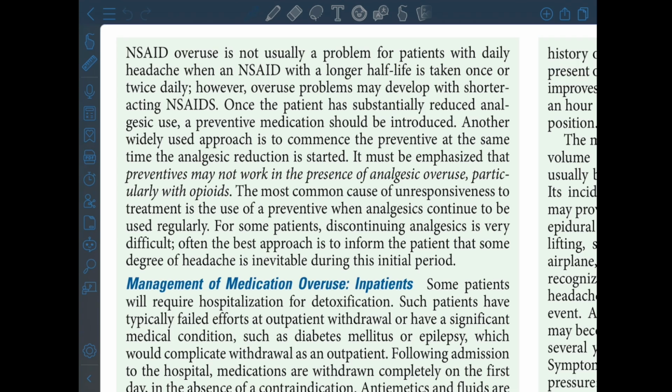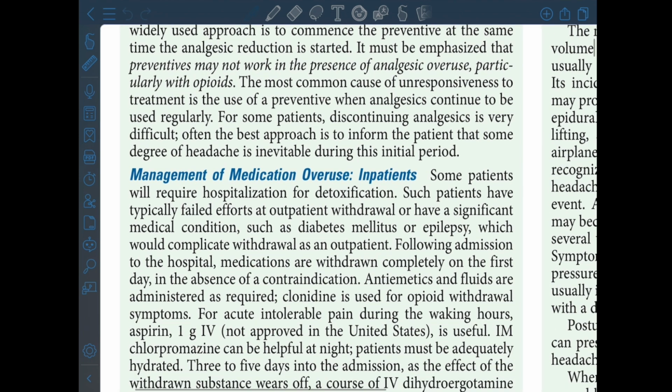Once a patient has substantially reduced analgesic use, a preventive medication should be introduced. Another widely used approach is to commence the preventive at the same time the analgesic reduction is started. It must be emphasized that preventives may not work in the presence of analgesic overuse, particularly with opioids. The most common cause of unresponsiveness to treatment is the use of a preventive when analgesics continue to be used regularly. For some patients, discontinuing analgesics is very difficult. Often the best approach is to inform the patient that some degree of headache is inevitable during this initial period.